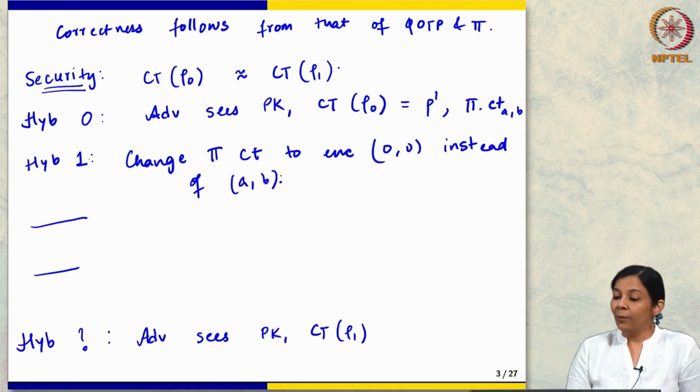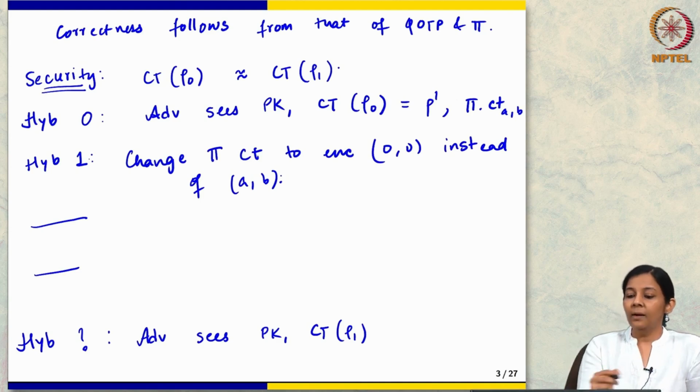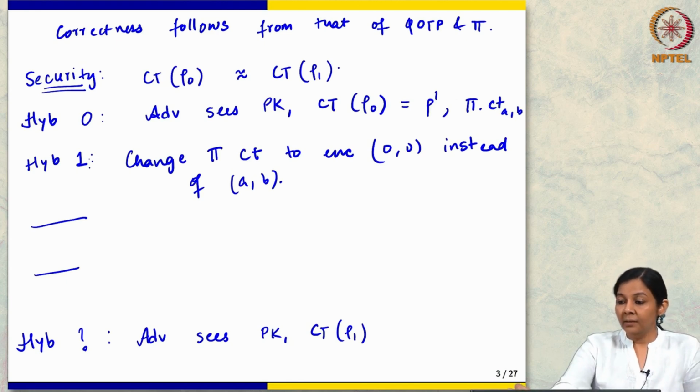And why should this be okay? Just from the security of the public key encryption scheme. Okay. Why can't I do it the other way around? So, what he suggested is that in my first step, instead of changing row prime to encrypt row 1 instead of row 0, I am first changing the ciphertext to encrypt 00 instead of AB. This is his suggestion. Why cannot I do it in the reverse direction?